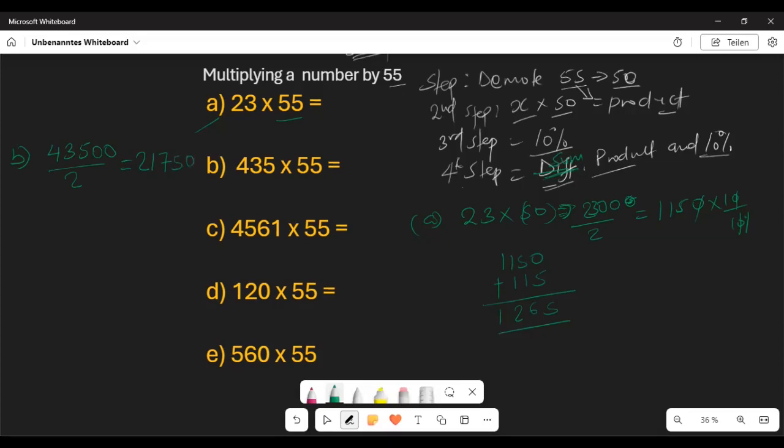Okay, so then we have 21,750. And now the next thing we want to do is to get 10% of this number. As a mental mathematician, you just cancel this 0, and then you have here 2175. So we're going to have here 5, 7, 1, and 2. And that's what we got to do.